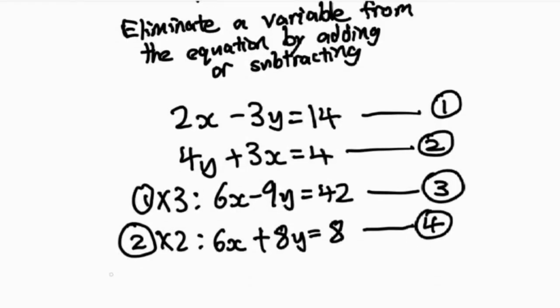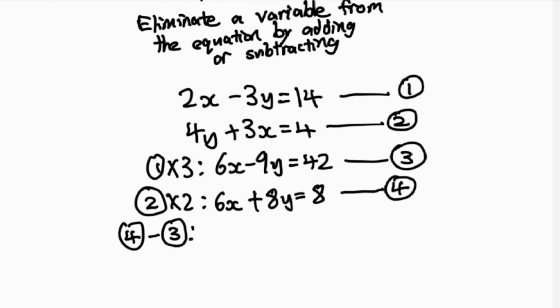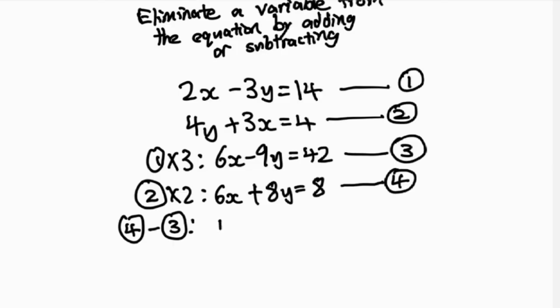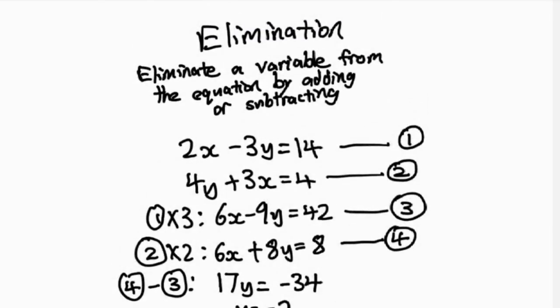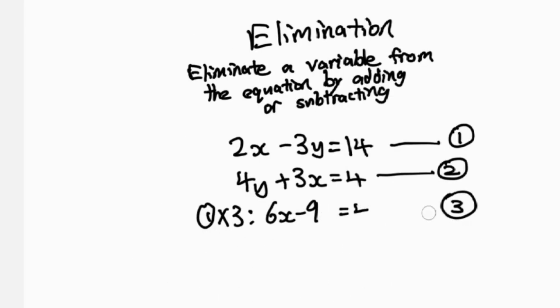Now we can subtract equation 3 from equation 4. We'll end up with the equation 17y equals negative 34. So y is equal to negative 2. Substituting this value into one of the earlier equations, we'll get the final answer of x is equal to 4. So these two are the solutions to our simultaneous linear equation: x equals 4 and y equals negative 2.